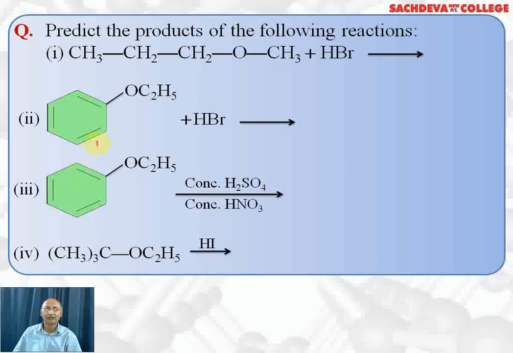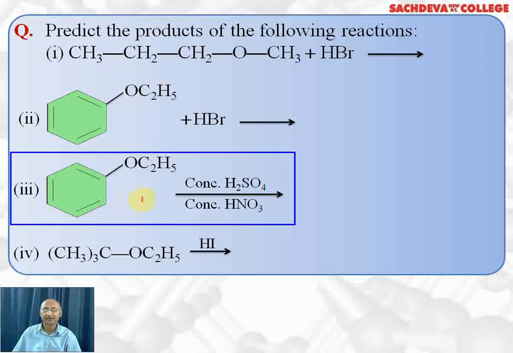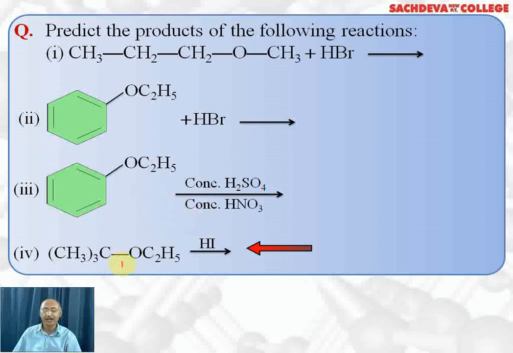Let's take up more questions. Predict the products of the following reactions. This is methyl propyl ether reacting with HBr. Here we have ethoxybenzene reacting with HBr. Then ethoxybenzene is reacting with concentrated sulfuric acid and concentrated nitric acid. This is tertiary butyl ethyl ether reacting with HI.